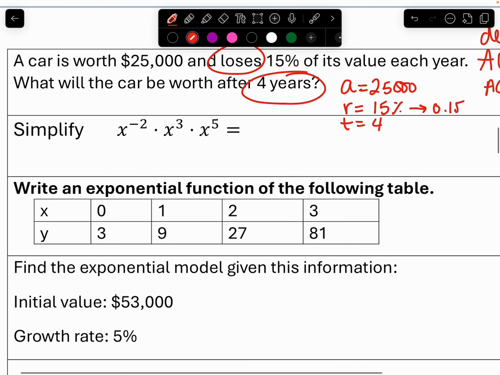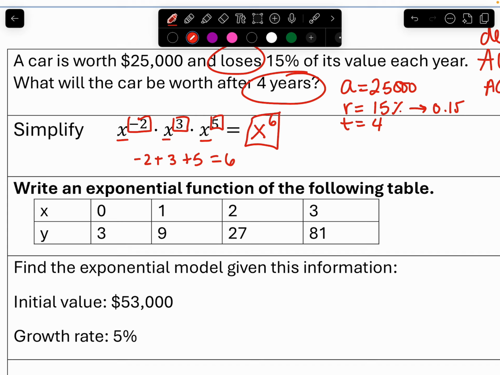Number 2. Let's simplify this. I don't see any parentheses. I don't see any fraction line. So I am going to add my exponents. So -2 plus 3 plus 5. That is going to give me 6. So I keep my base number and then 6.